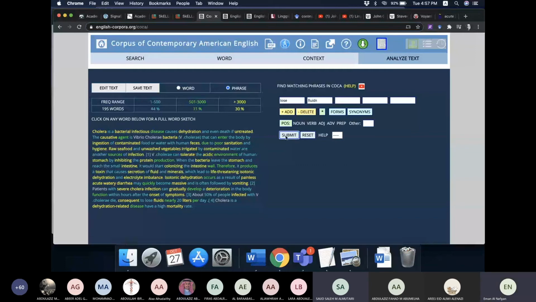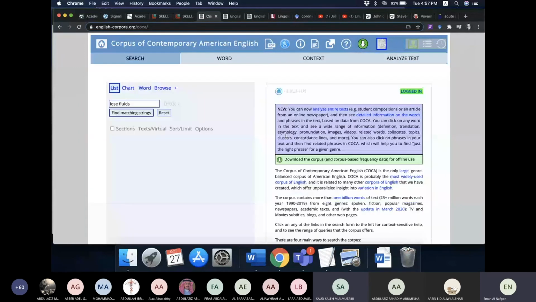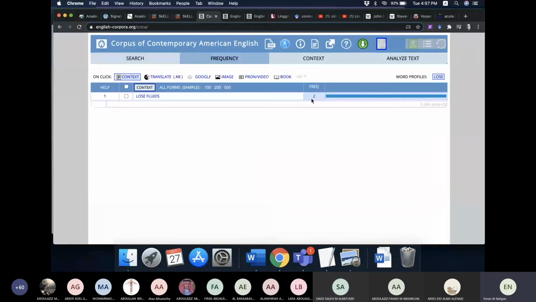So if I search "lose fluids" and I find that it only occurs 2 times, does that make me comfortable using it?